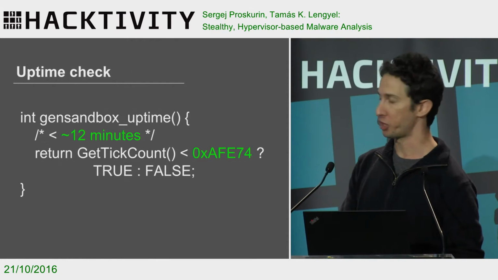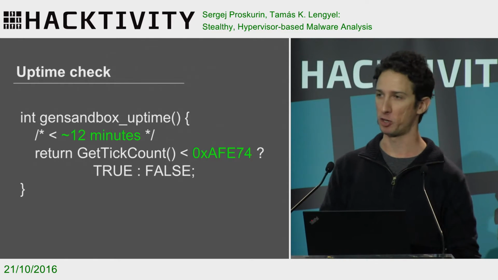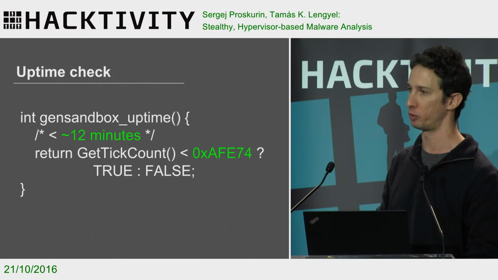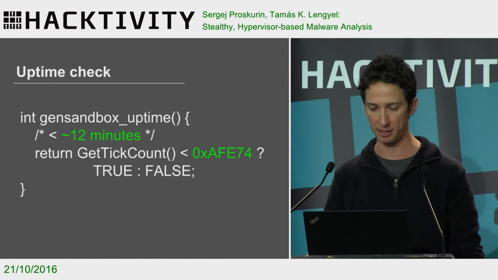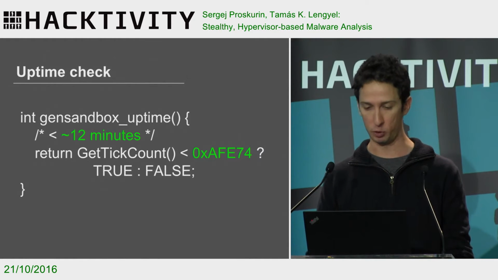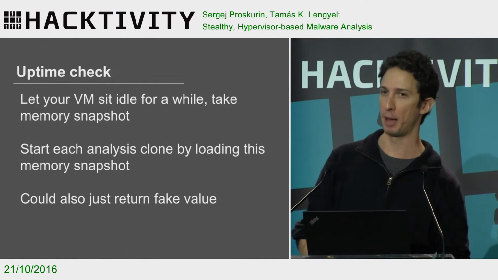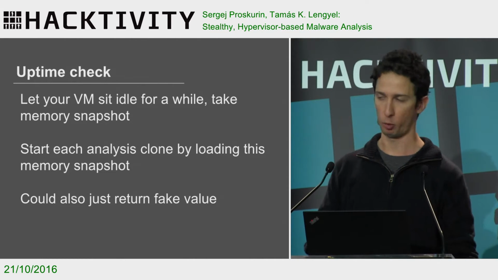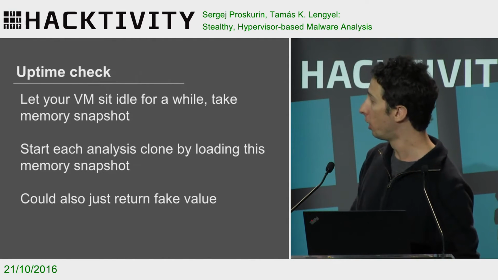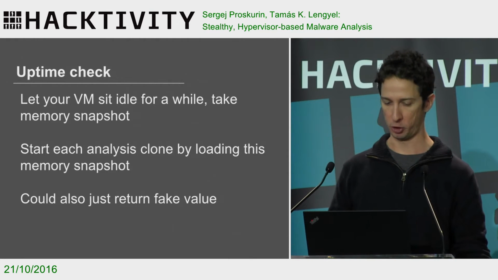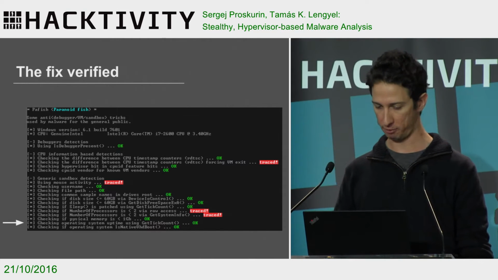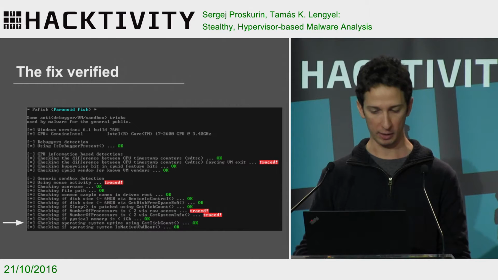Other things, uptime check, right? How long has this machine been running? A lot of sandboxes you see actually start a full operating system from scratch. So you would see the system is running for only a minute before the malware started executing. So here, this is just a random, hard-coded signature for 12 minutes. You could really just create a snapshot for your VM after running it overnight or for a week or whatever, and then restore your sandbox from a snapshot, and then this check would go away. Or we could also just hook the function that is used for the timing and just return a fake value to it. So this is all pretty simple stuff. We can get around these nice and easy.